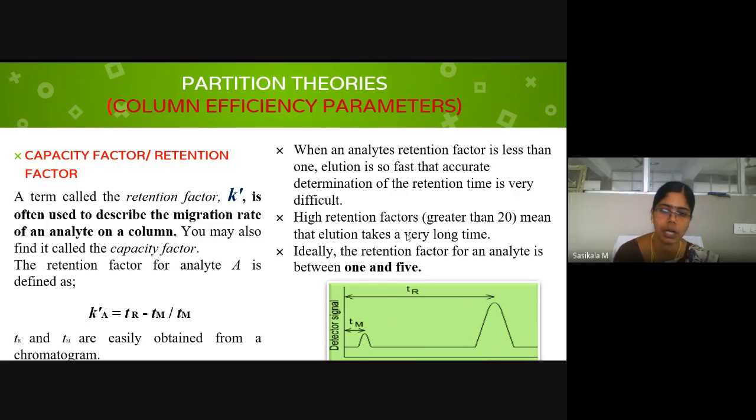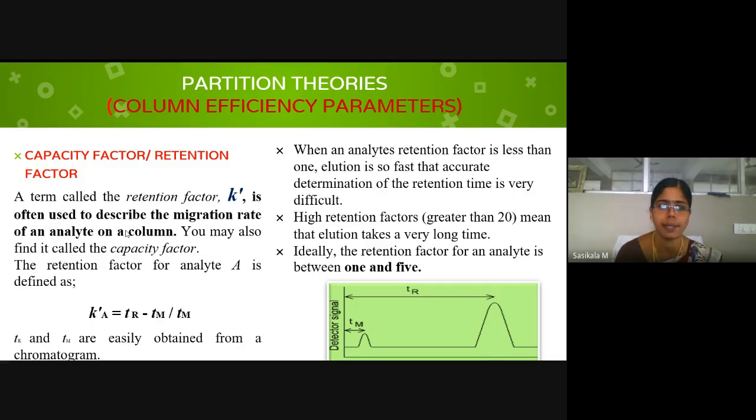So what will be the ideal retention factor for an analyte? It should be between 1 and 5. More than 1 and 5 or below 5. So not greater than 20 or less than 1. This is the ideal retention factor for an analyte to get the ideal retention time, that is between 2 and 8 minutes.